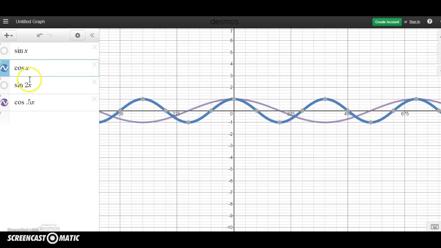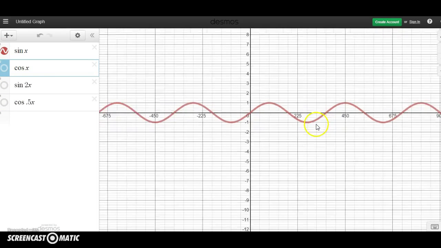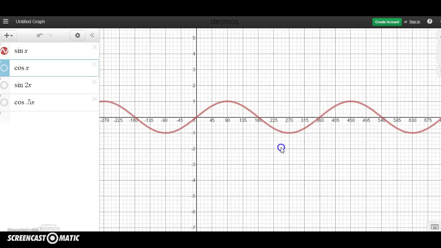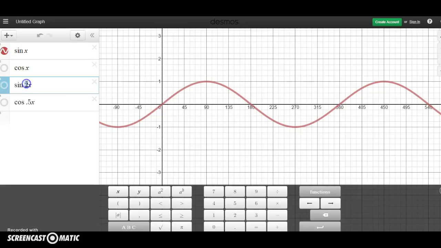Okay, back to Desmos. Let's see what happens. Let's go back to our original sine curve in red. I'll zoom in a bit. Now instead of having sine 2x, we're going to play around with what's in front of the sine curve.